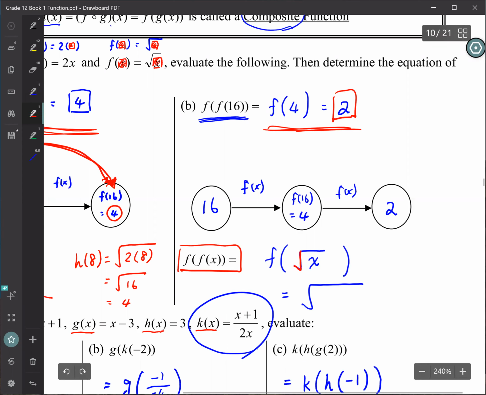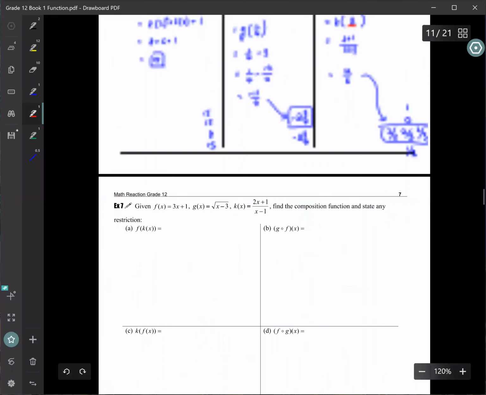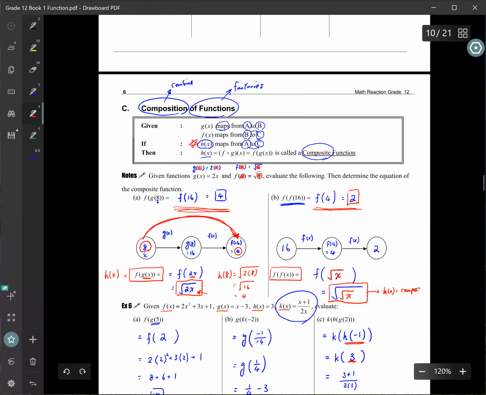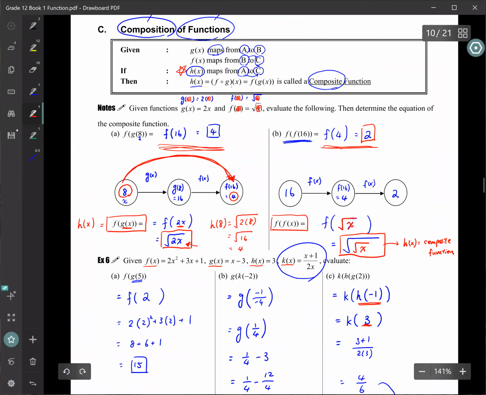I'm gonna use red, so you can see clearer. Okay, so you take the whole square root and put it inside the box. So this will be your final answer. And this function, we call it the h of x. Your composite function. So this is the composite. Okay, composite function. Okay, so any questions so far?